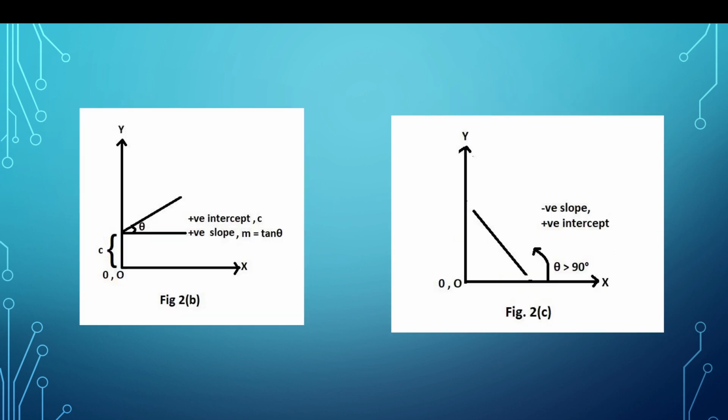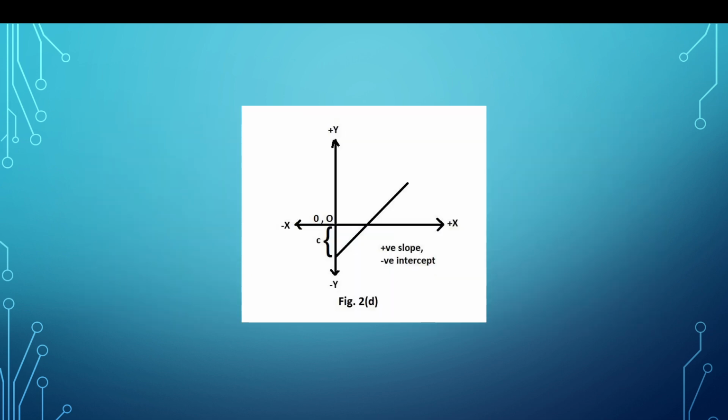In the second graph, the difference is that the intercept is non-zero; the intercept is c, a positive value. The slope is positive, as earlier. In the third graph, the slope is negative, the intercept is positive. In the fourth, the intercept is negative, the slope is positive. So we must know how to interpret the various types of graphs.